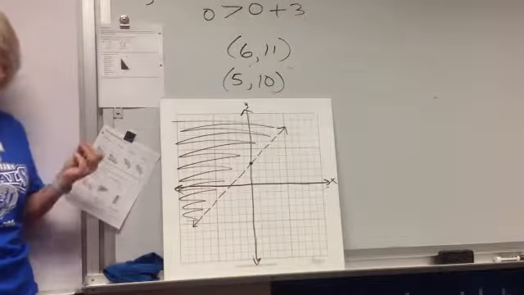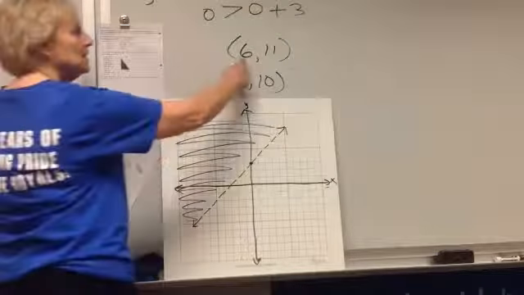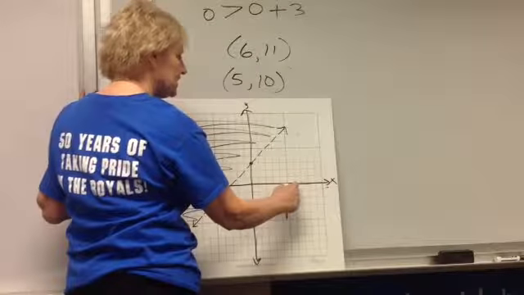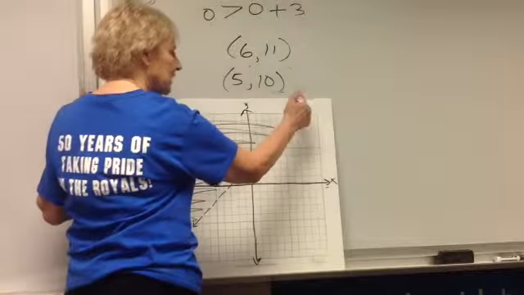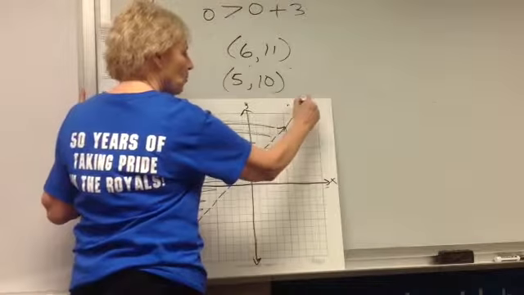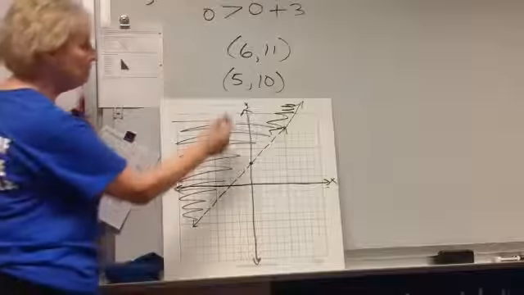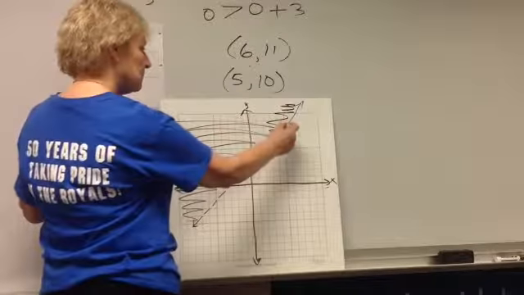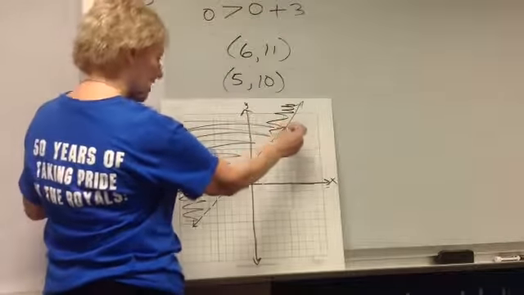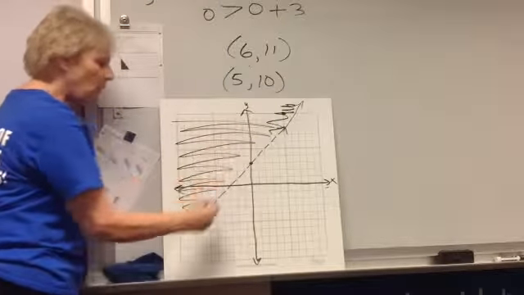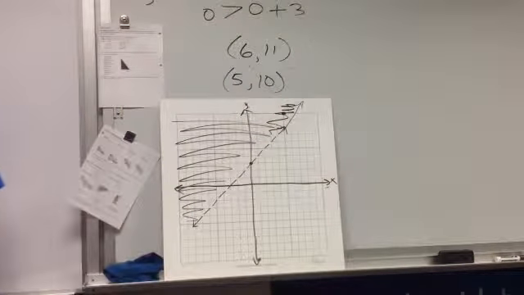Pick a test point. Now, we picked 6, 11. 1, 2, 3, 4, 5, 6, 11. That's right there. It works because it's in the shaded area. We picked 5, 10. 5, 10 is right there. Every single point here makes a true statement.